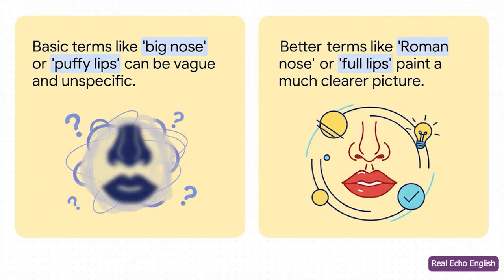And this right here, this is the whole idea. Over on the left, you've got these vague terms like big nose. I mean, what does that even really mean? But on the right, a term like Roman nose, bam, it instantly creates a very specific image in your head. And this isn't just about sounding smarter, it's about actually communicating a clear picture. That's the power we're unlocking today.